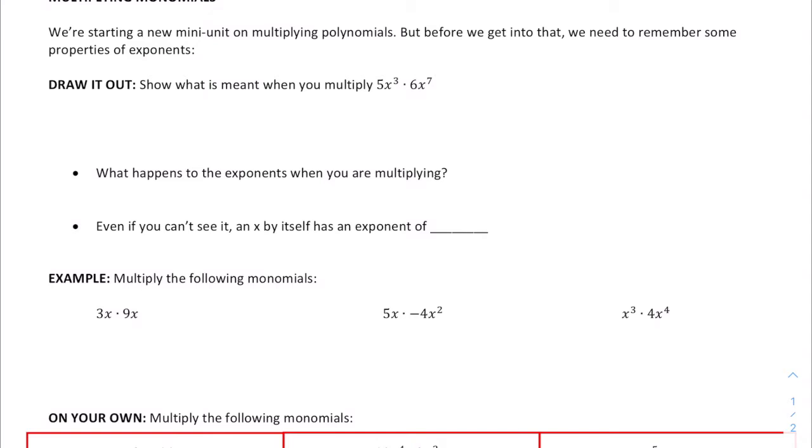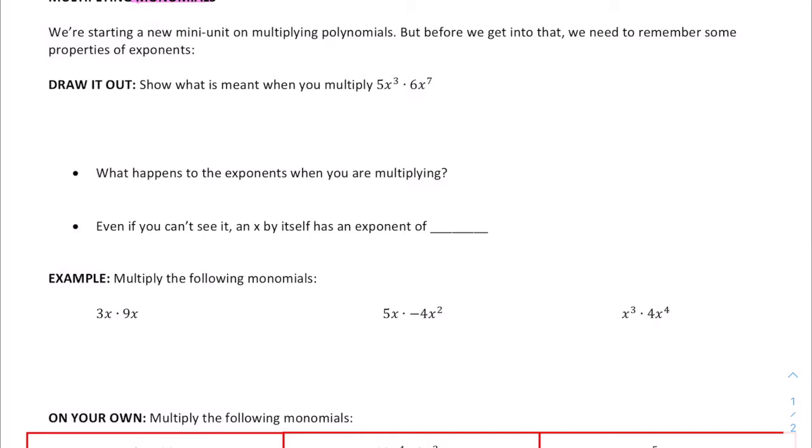And so one of the things you need to know is what is a monomial. A monomial is a single term. And when I say a single term, I don't mean a single number or a single variable or anything like that. I mean a single group of numbers and variables that are multiplied by each other.